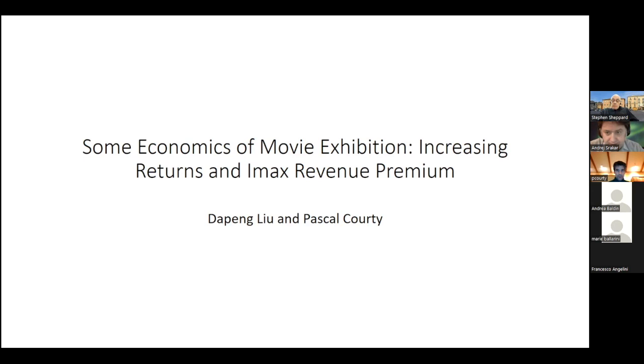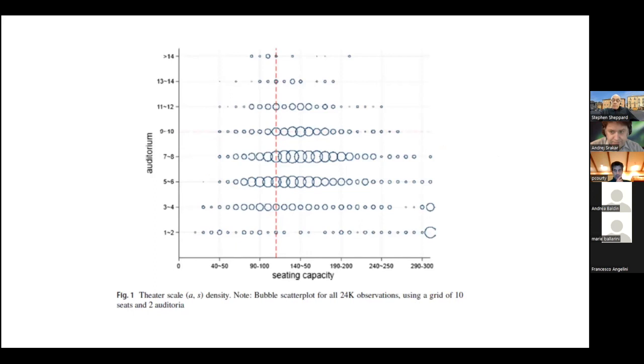So let me get straight into the question. I'm going to motivate this project with the following graph that plots most of the theaters in China as of 2016. On the horizontal axis, for each theater, we measure the number of auditoria, which is the number of screens that can be used to project movies, and the average number of seats per screen. The screens may have different sizes, but we take the average to give a representation.